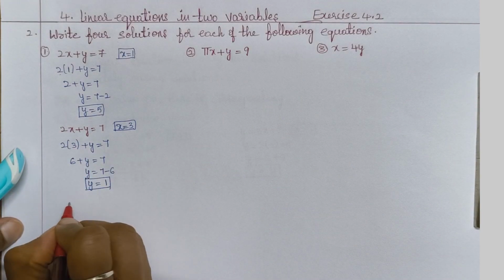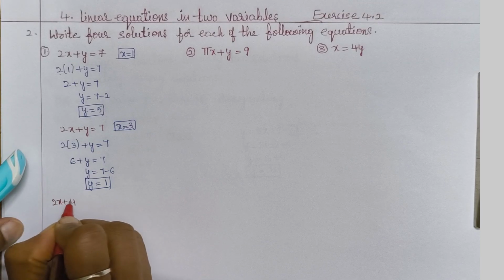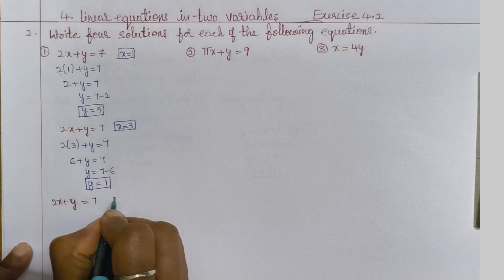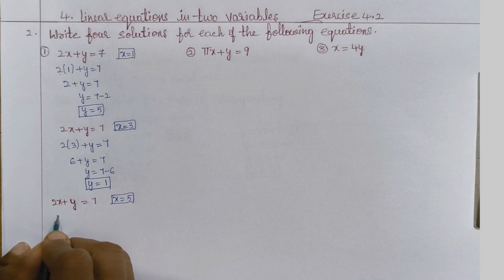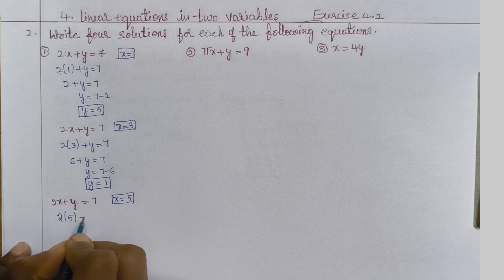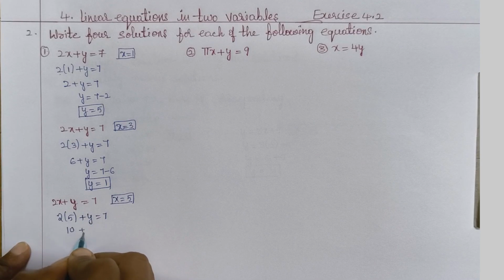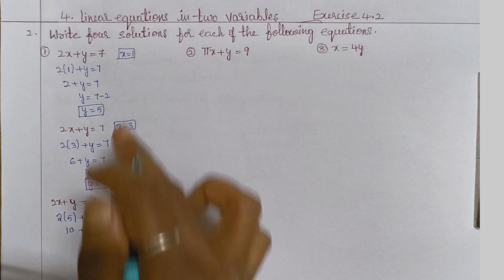Again I am taking one more. See here, 2x plus y is equal to 7. The x value I am taking is 5. x is equal to 5. See here, 5 taking means 2 into 5 plus y is equal to 7. 2 fives are 10 plus y is equal to 7. So y is equal to 7 minus 10. So what is the y value? y is equal to 7 minus 10, you will get minus 3 as the answer. Okay, 1, 2, 3 over.